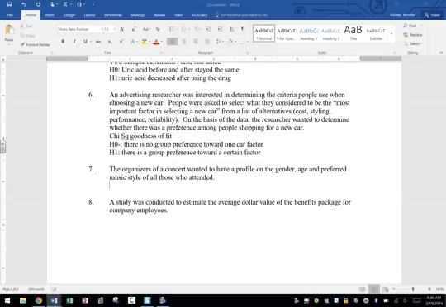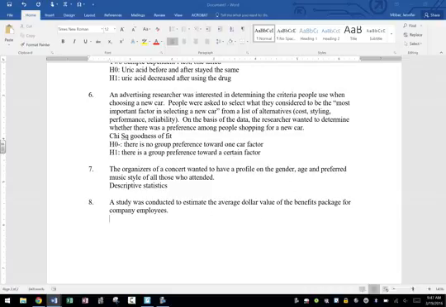The organizers of a concert want to have a profile on gender, age, and preferred music style of all those who attended. As soon as I see that word all, or I see the word population, if I want everybody, I'm just going to use descriptive statistics. There's no inference here. I have everybody. I'm just going to collect their data and put it in a chart, because that's all I need to do. Don't need to make any inferences. Don't need to make any predictions. I have everything I need.